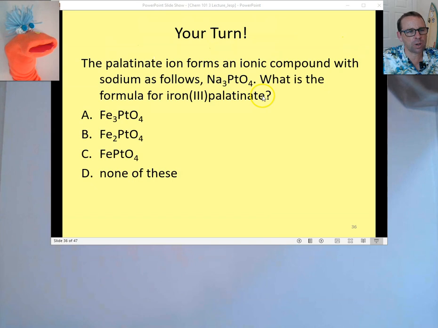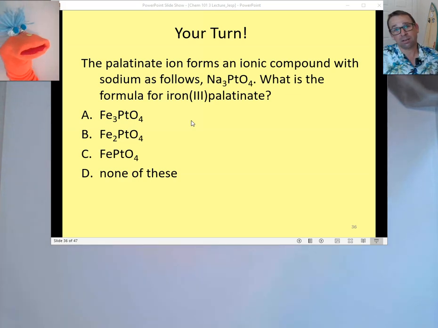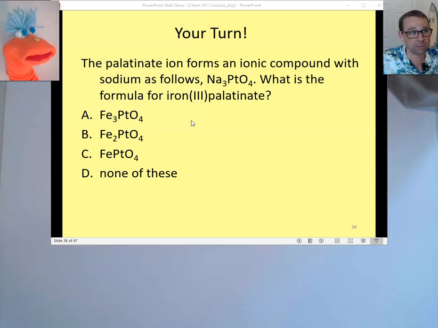So, these are our list of polyatomic ions. Sometimes we'll have scenarios where we can't use the list because we don't know the name, or it's not on that list because that's not a complete list. It's just some of the more obvious ones or more used ones. So like this kind of a question here says, a platinate ion forms an ionic compound with sodium as follows, and we need to know the formula of iron 3 platinate. How can we do that?